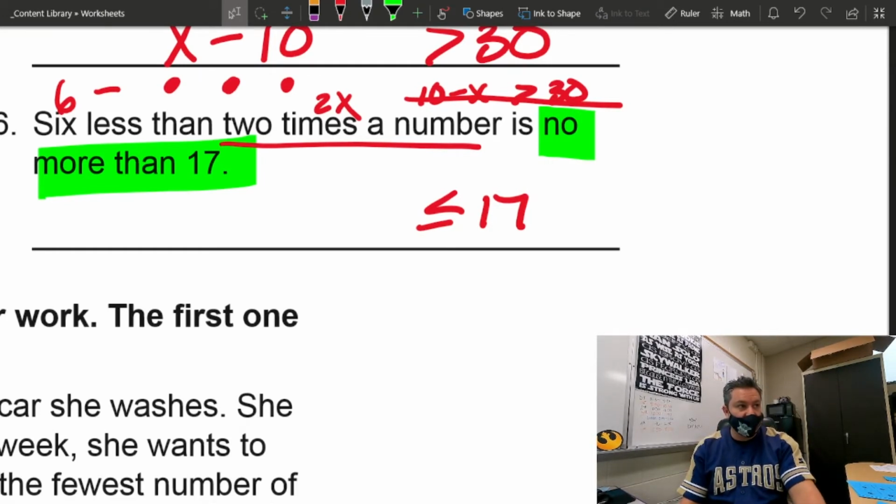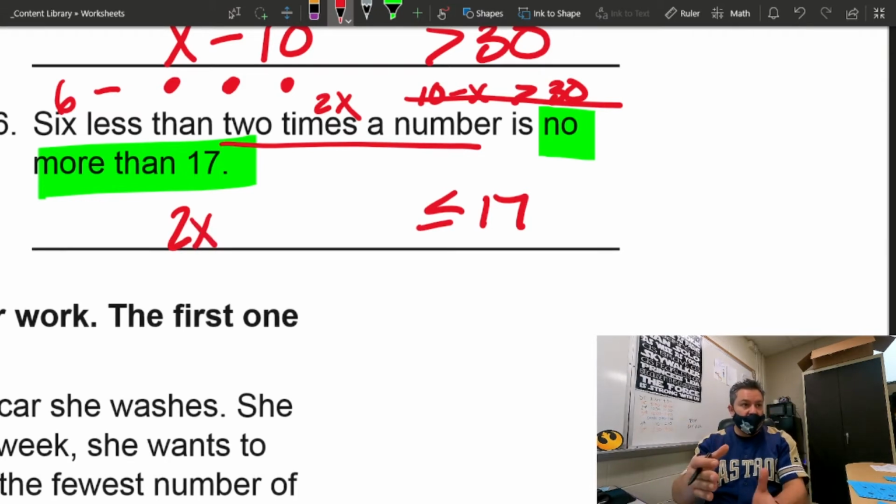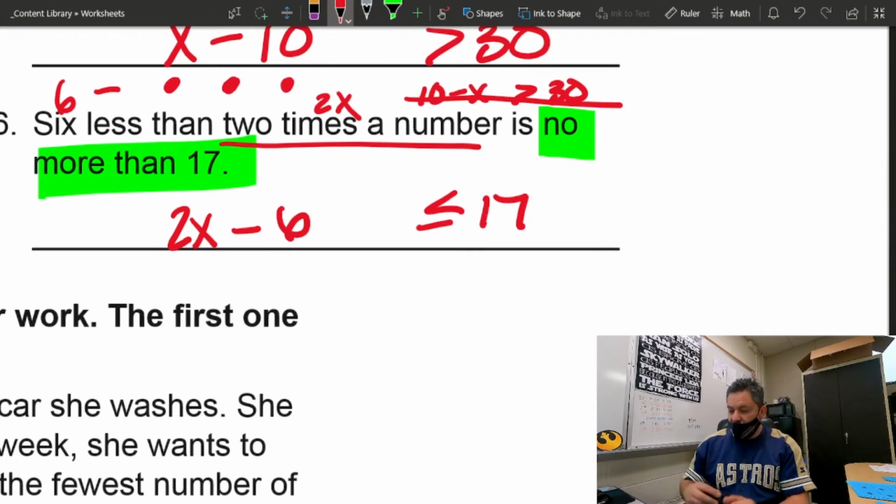6 taken away from 2x? Okay, let's see. 6 less than 2 times a number makes kind of sense. So I guess I have 2 times a number and I'm 6 less than that, right? So yes, and that's the inequality. Any questions about that one?